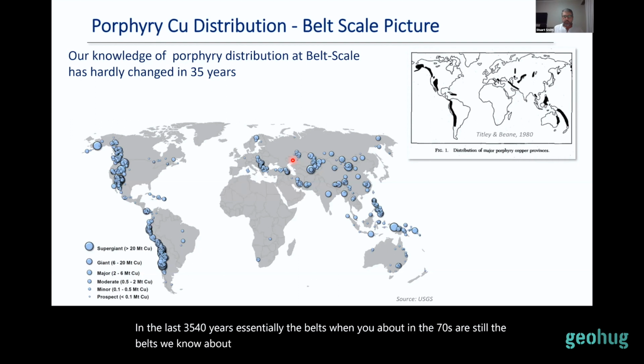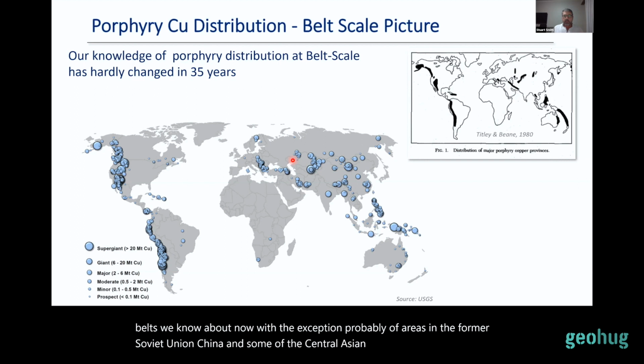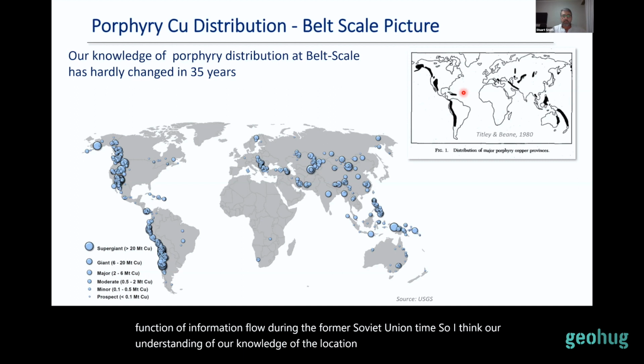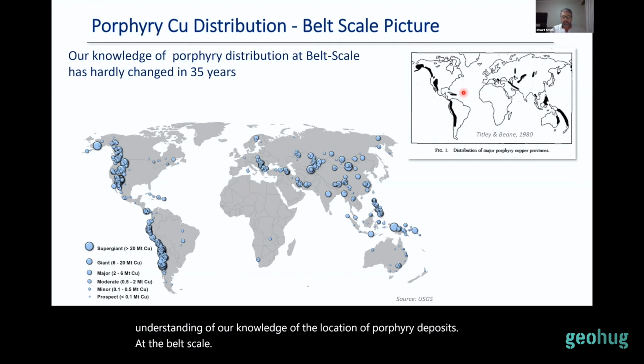35, 40 years. Essentially, the belts we knew about in the 70s are still the belts we know about now, with the exception probably of areas in the former Soviet Union, China, and some of the Central Asian regions. And I would argue that their absence in this Titley and Bean contribution was largely a function of information flow during the former Soviet Union time. So I think our knowledge of the location of porphyry deposits at the belt scale has really hardly changed at all in the last 35 or 40 years.